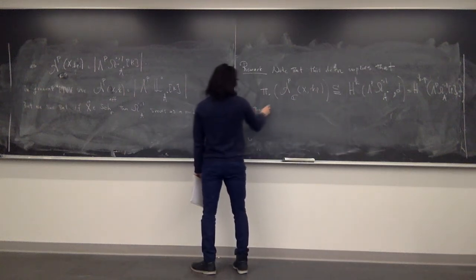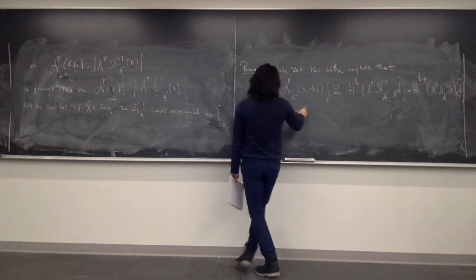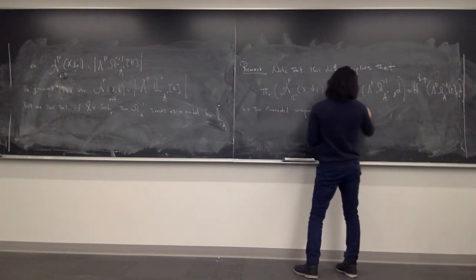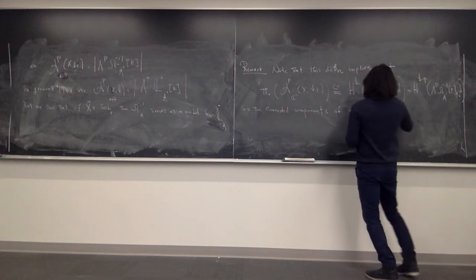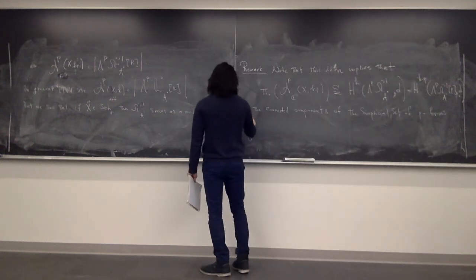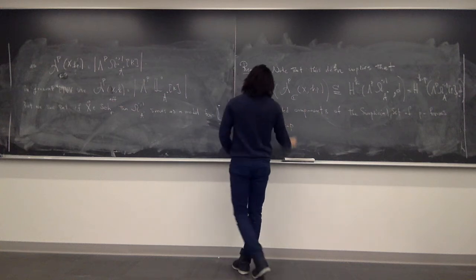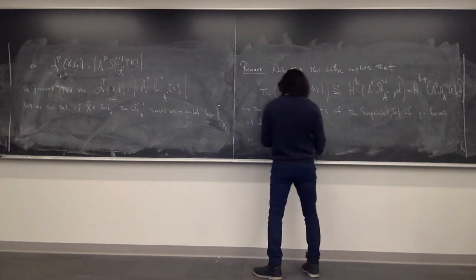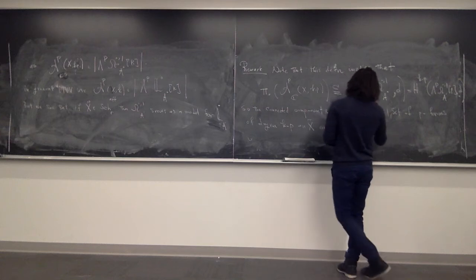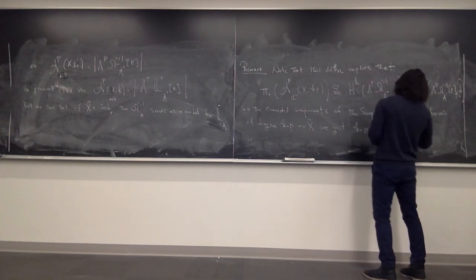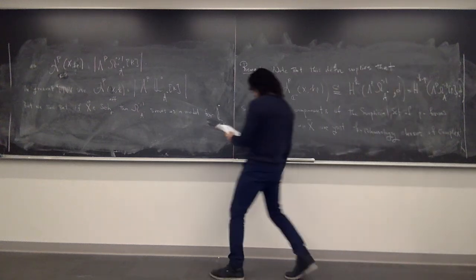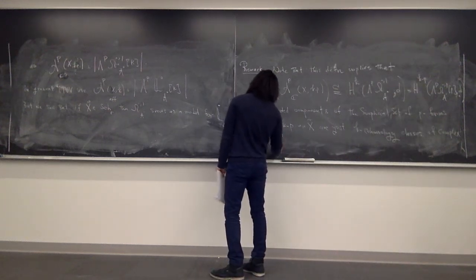So the connected components of the simplicial set of p forms of degree k minus p on x are just k cohomology classes, k cohomology classes of the complex lambda p on the group 1 over a dot.